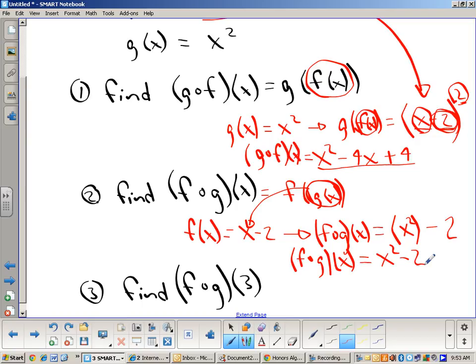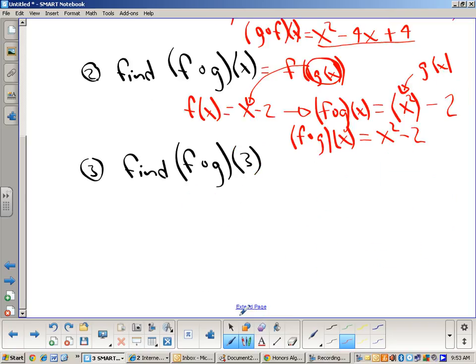So where x was, I'm going to put all of g of x. Sometimes it's really simple, like this one. Sometimes it's really messy. But you have to put all of it in there. There might be 3 or 4 terms that might really be ugly, but that's the way it's got to be done.